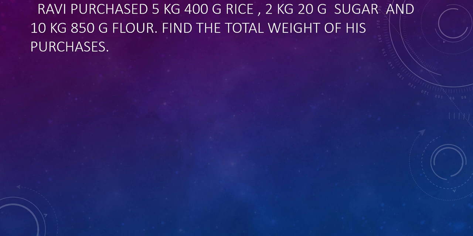Now the next question is question number 7. Ravi purchased 5 kilogram 400 gram rice, 2 kilogram 20 gram sugar and 10 kilogram 850 gram flour. Find the total weight of his purchases. Again, you have two units, kilogram and gram, but we will try to do work in the bigger unit, that is kilogram. So my first target is to convert 5 kilogram 400 gram into kilogram.